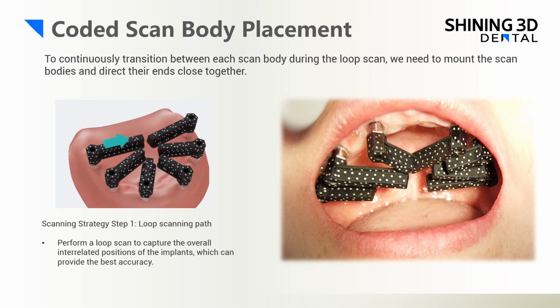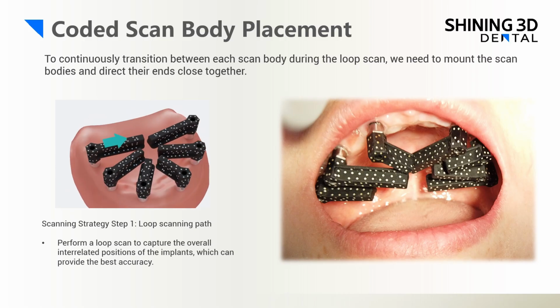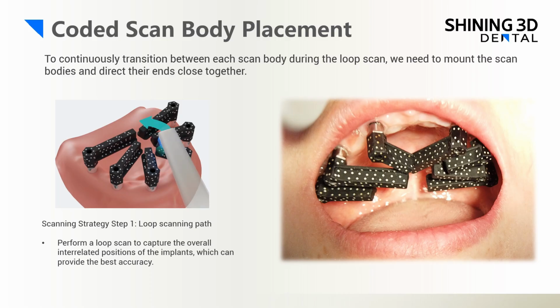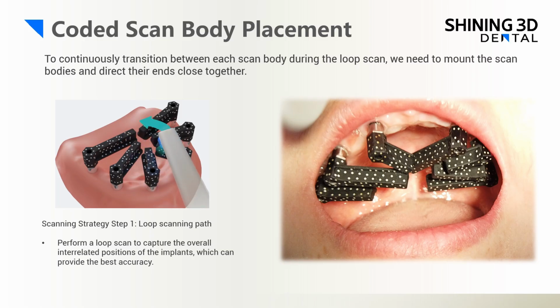So we can move the scanning path from one high accuracy scan body to the closest one, and again from one end to the other to finish scanning the second high accuracy coded scan body. And we can follow this path to finish scanning all the high accuracy coded scan bodies. Once it's done, the whole scanning for capturing the implant positions will be finished, and we can still maintain the optimal accuracy for this case.